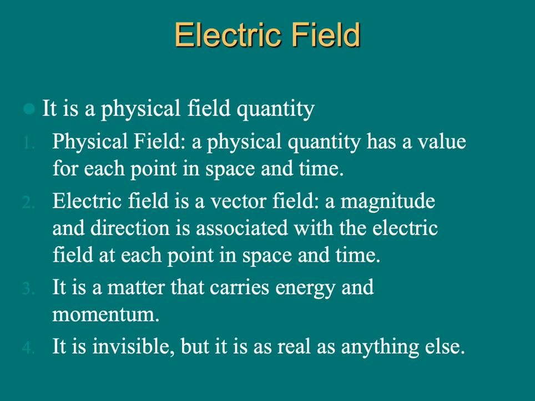Now, there are a few things we want to clarify. Electric field is a physical quantity. It's a field quantity, which means it has a value at each point in space and time. And also, electric field is a vector quantity. A vector means it has a magnitude, it has direction. Now, electric field also has dimension, aka unit.